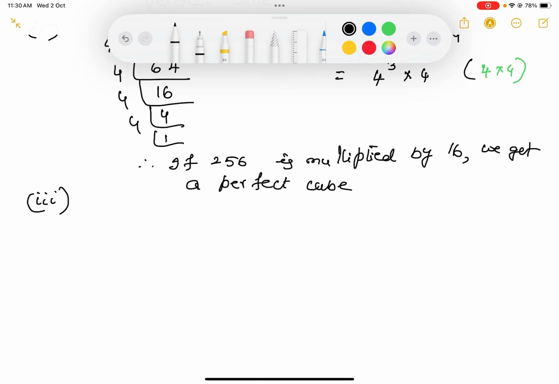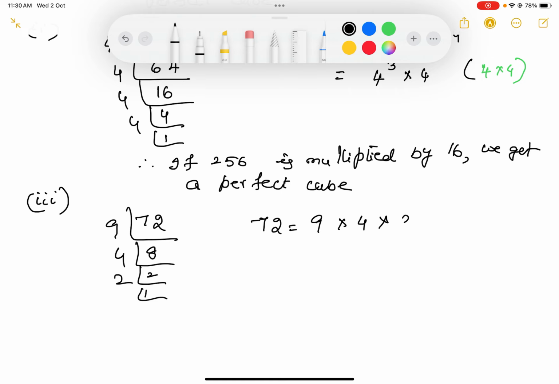The number is 72. I hope you can do 72 means again 9 8s are 72, and then 4 2s are 8, 2 1s are 2. So you can write 72 as 9 into 4 into 2. But let us do this in the prime factorization. Like 3 into 3 is 9, 2 into 2 is 4 into 2. I am writing this 4 as 2 into 2, this 9 as 3 into 3, and this 2 as a single one.